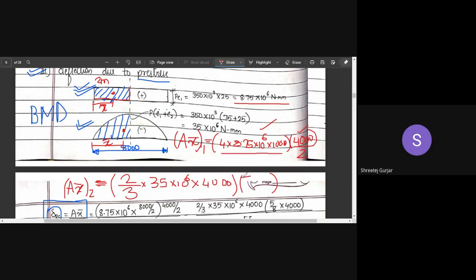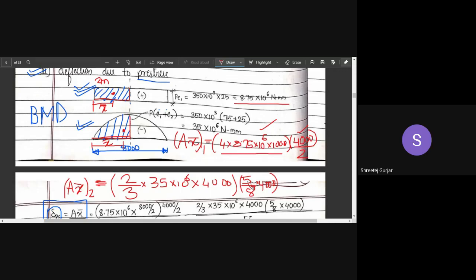5/8. Okay, it is 5/8 of 4,000. Correct. Whatever you have told is 5/8 of 4,000. Okay, so this x bar is 5/8 and the remaining part is what? 3/8. So we are concerned from the support. So we'll be using 5/8 of this total length. That is 5/8 of 4,000.